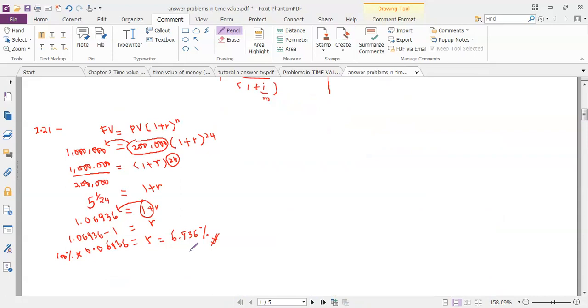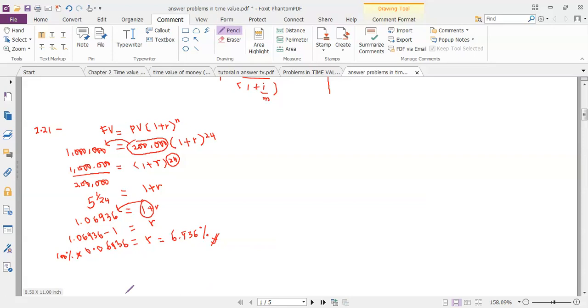Do you understand? Yes. We want to convert it to percentage, because R must be in percent. Okay, is that clear? Richie and Richard? Is there any question? Alright, very good.